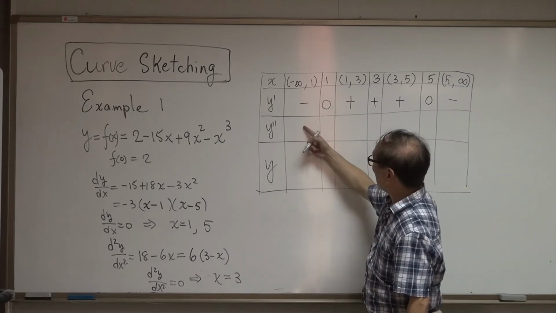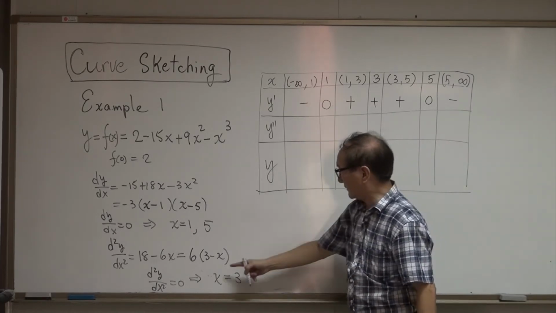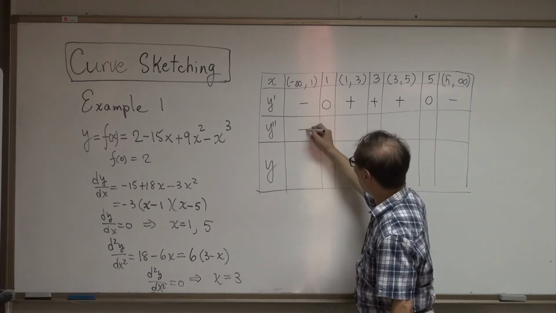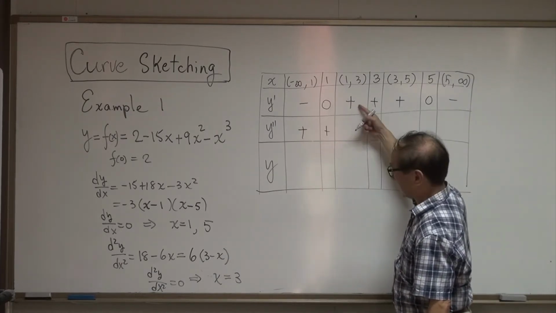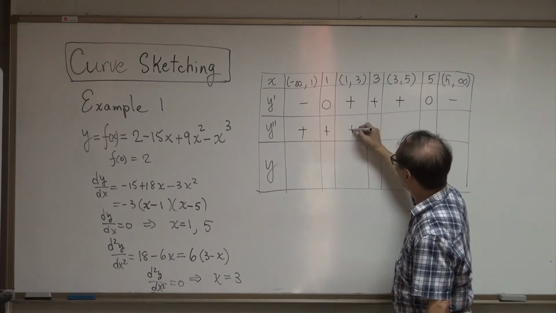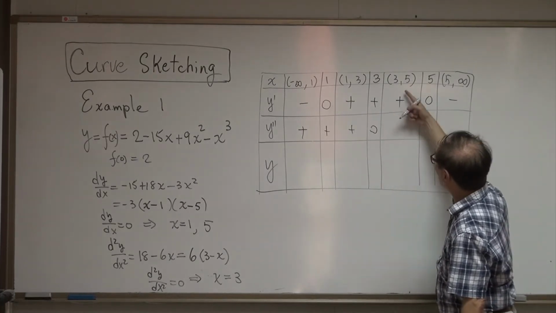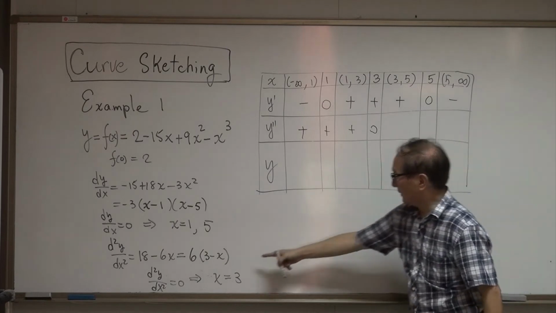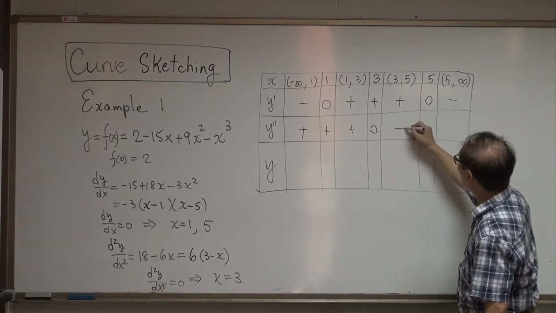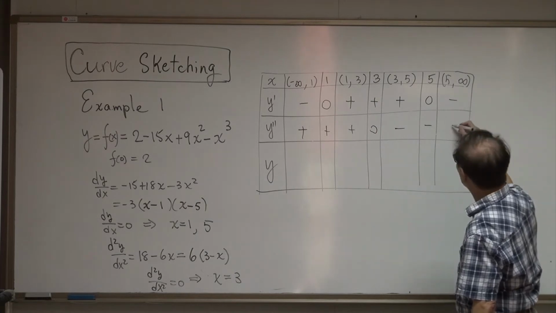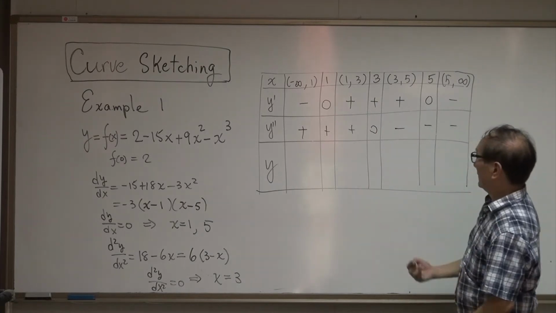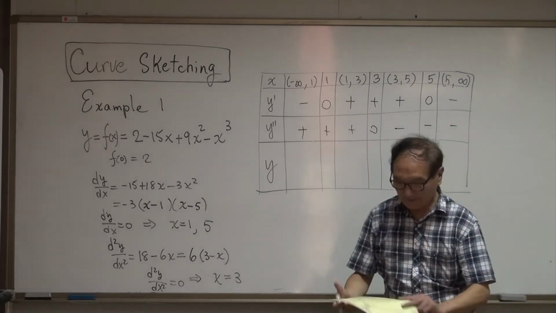I choose 0 to test. 0 here is positive. x equal to 1 is positive. x equal to 2 is positive. x equal to 3 is 0. x equal to 4 is negative. x equal to 5, negative. x equal to a million, negative. All right.